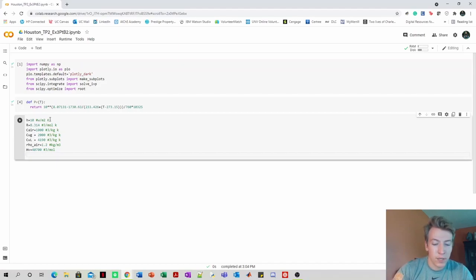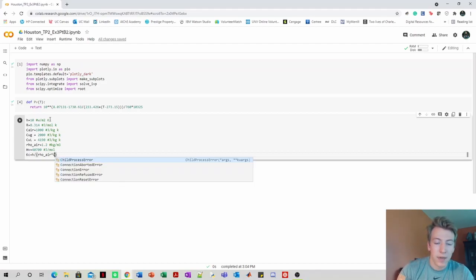And then finally, we can do the mass transfer coefficient, Kc, being equal to, and we can calculate that using the formula of the heat transfer coefficient divided by the density of the air times the heat capacity of the air.